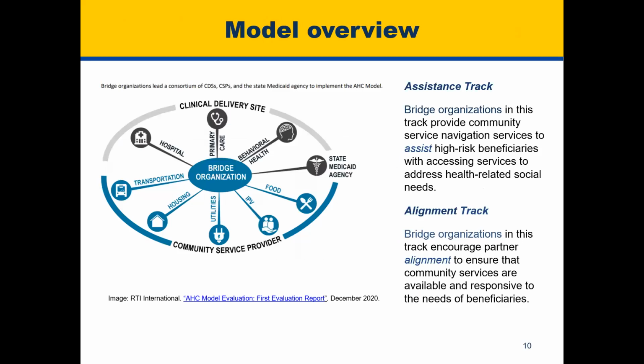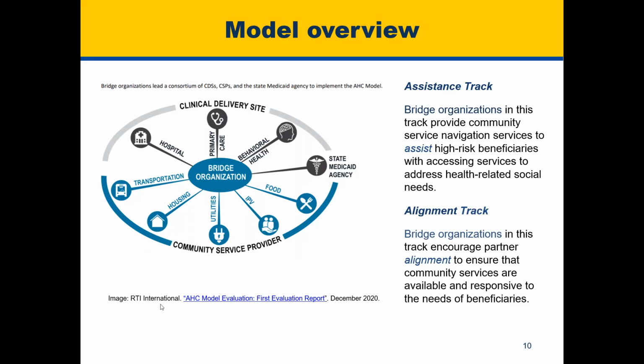This graphic shows the structure of the AHC model. CMMI directly funds the bridge organizations that are in the center of this graphic. And the bridge organizations are required to partner with clinical delivery sites, or overarching clinical delivery sites that make up the top of this graphic. They're required to partner with their state Medicaid agency, and they're required to partner with undergirding community service providers that can help address the 5 core domains for health-related social needs.